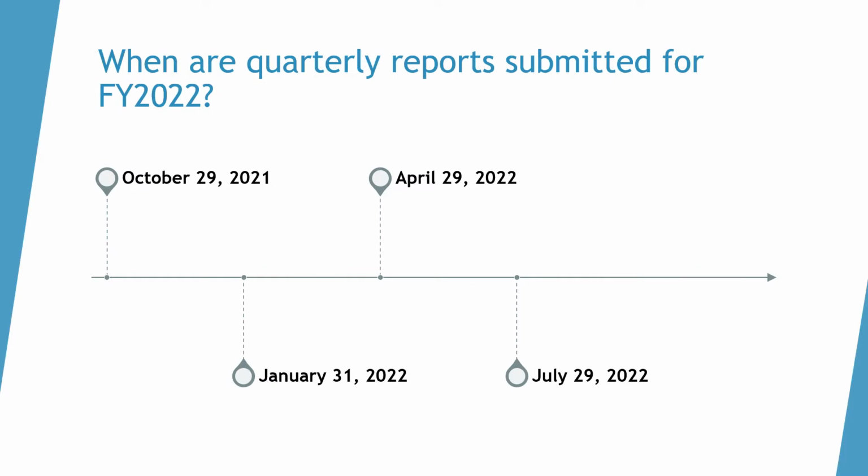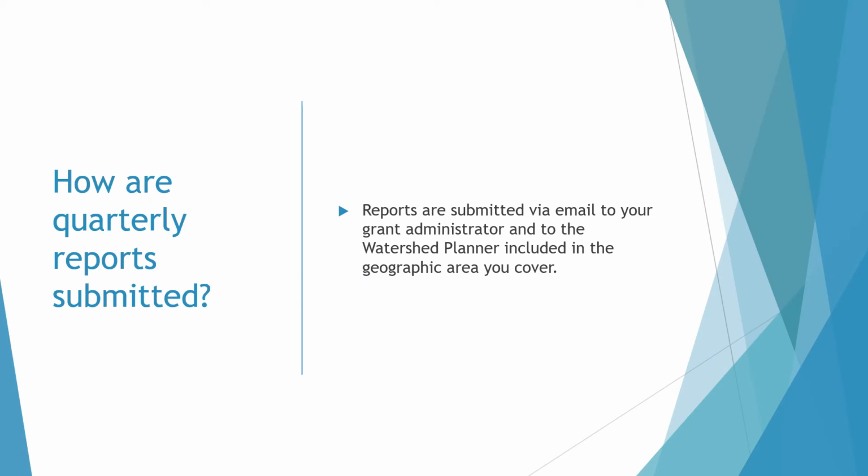When are quarterly reports submitted for FY 2022? Quarterly reports for the FY 2022 year are submitted in October of 2021 and then January, April, and July of 2022. How are quarterly reports submitted? The reports are submitted via email to your grant administrator and to the watershed planner included in the geographic area or areas you cover.